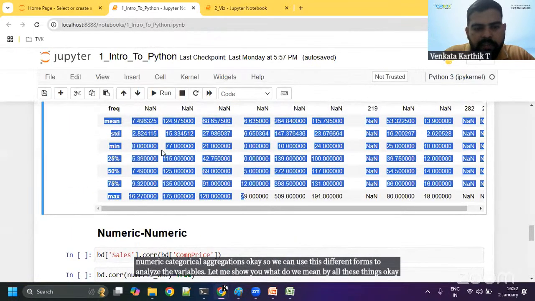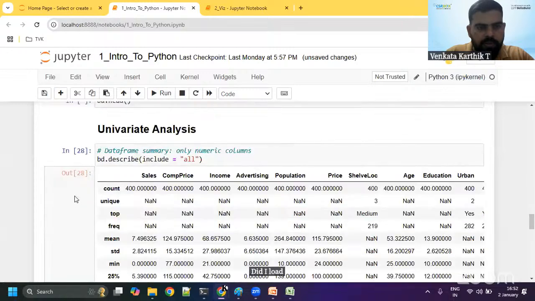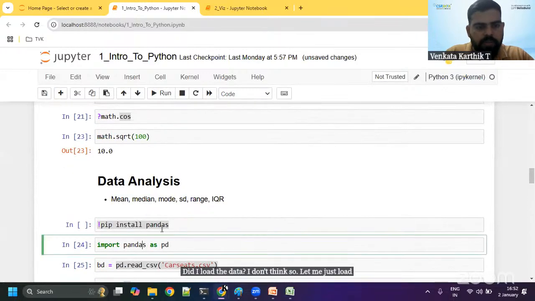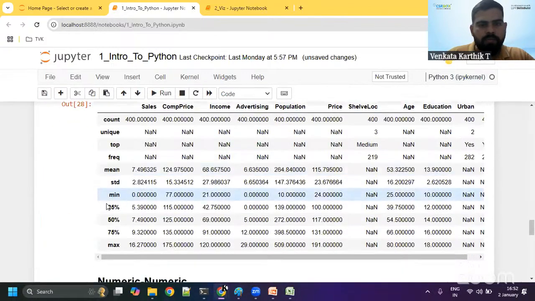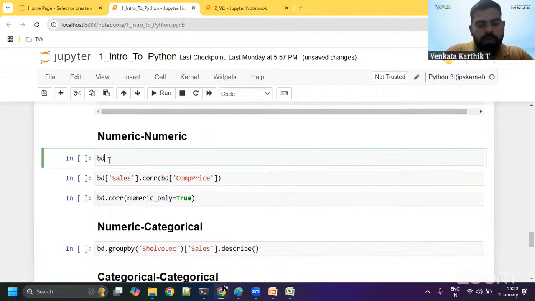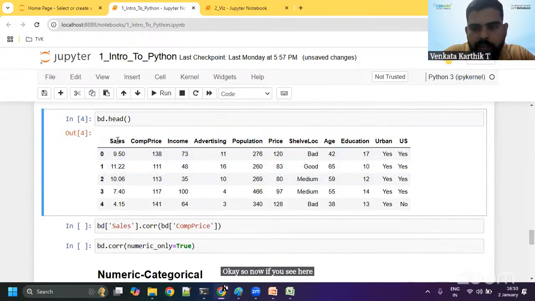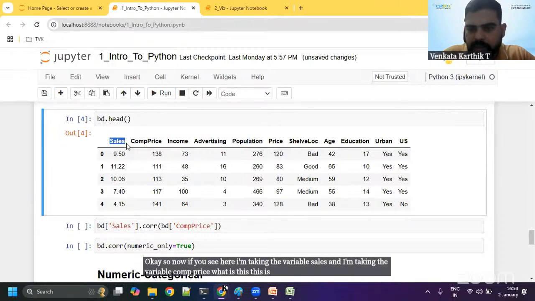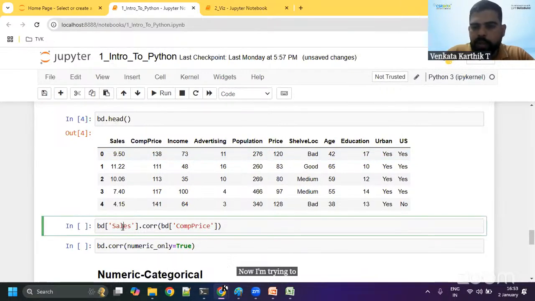Now let's say we are taking two variables. Let me show you the data once. Did I load the data? I don't think so. Let me just load the data. Now if you see here, I'm taking the variable sales and the variable comp price. This is the sales that is happening in that store and the competitor price in that location. If you notice, both of them are numeric variables. Now I'm trying to analyze these two by using the correlation.